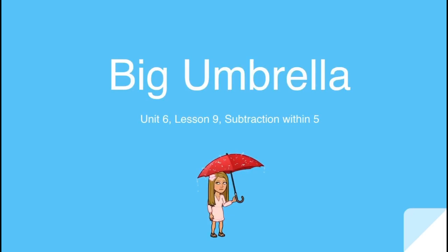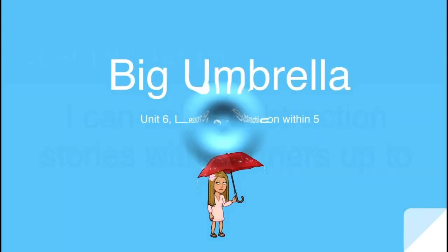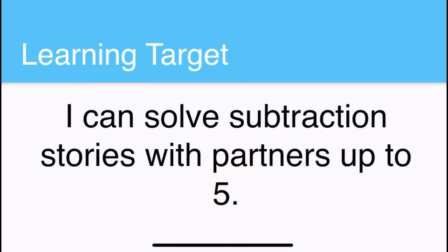Today, our math lesson is called Big Umbrella. So let's see what we're going to learn all about today, friends. Today's learning target is I can solve subtraction stories with partners up to 5. So we're going to continue doing subtraction stories like we did the week before.